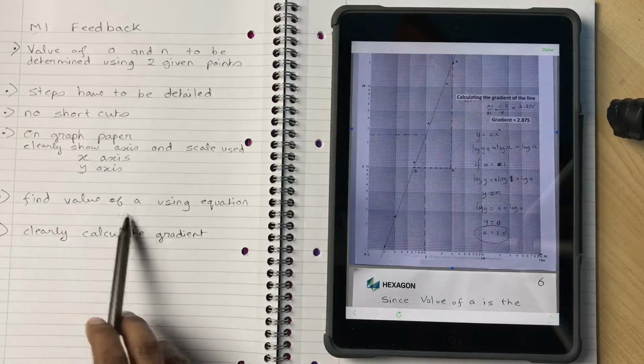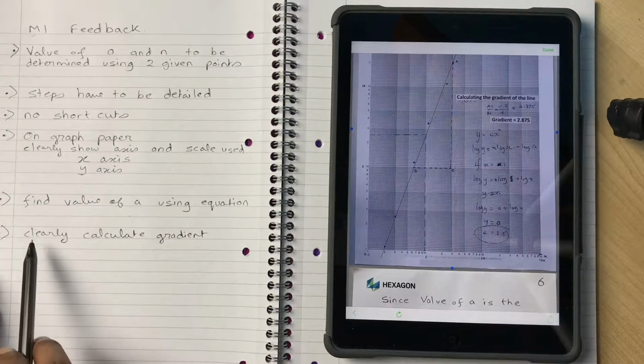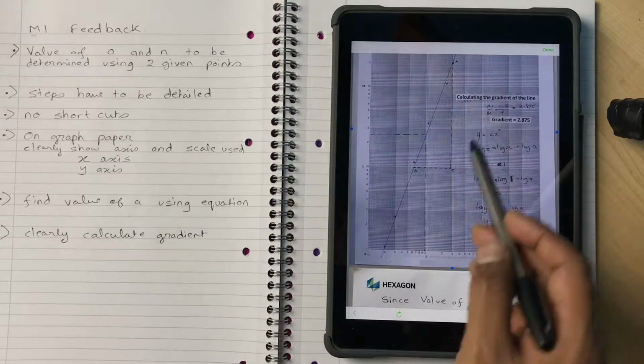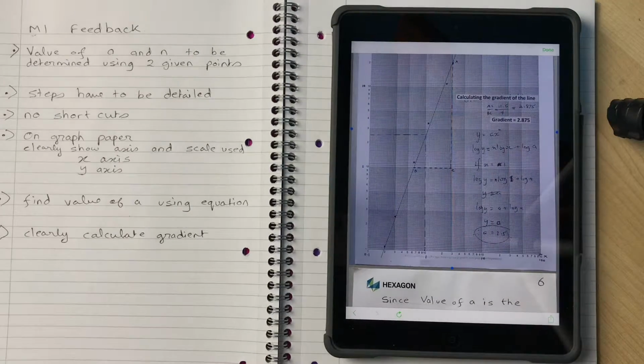So again, find the value of a using the equation and a clearly calculated gradient, which is what I have shown here. Make sure that you have all of these steps shown in your solution and you will achieve your merit criteria.